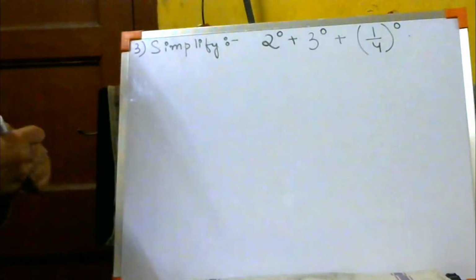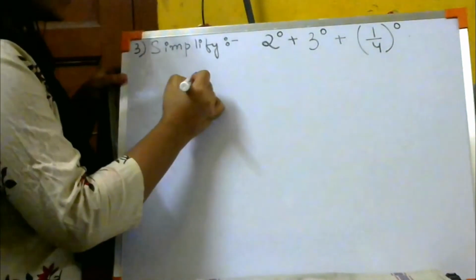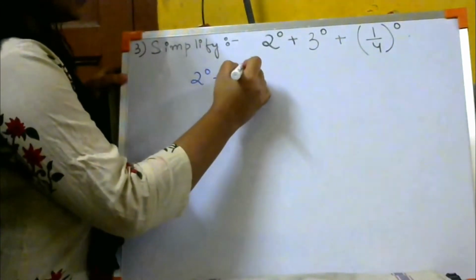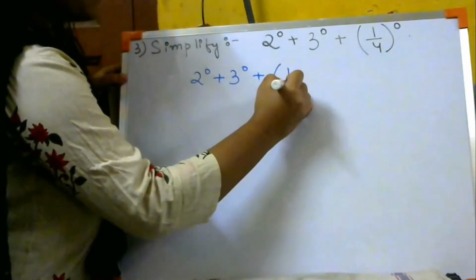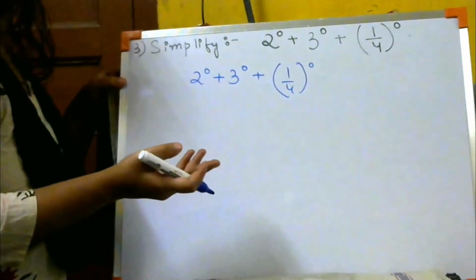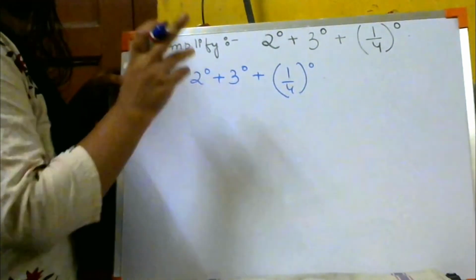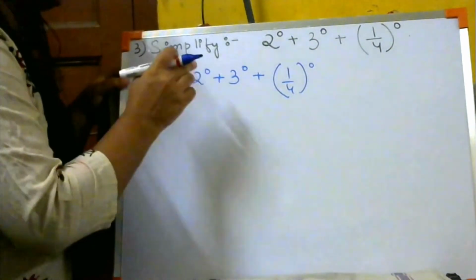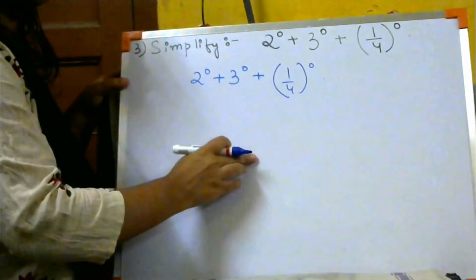Now this is a very simple sum. We are going to copy the sum down again. 2 to the power 0, 3 to the power 0 plus 1 by 4 to the power 0. Okay? What is to the power 0? Do you remember exponents law? Last law, a to the power 0 equals to 1. मतलब किसी भी नंबर के ऊपर अगर पावर 0 है मतलब वो 1 है.